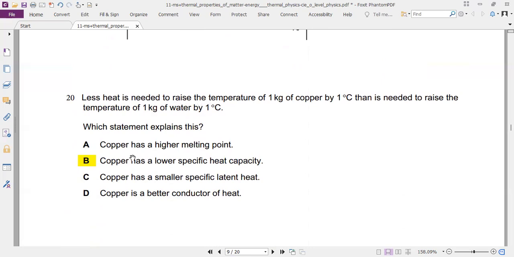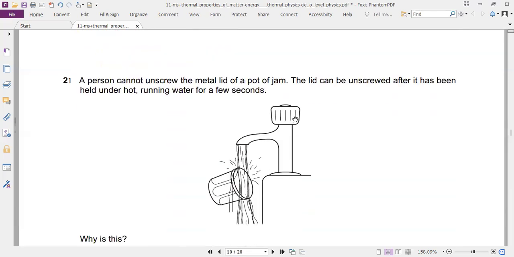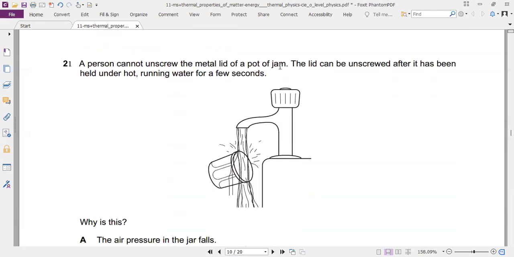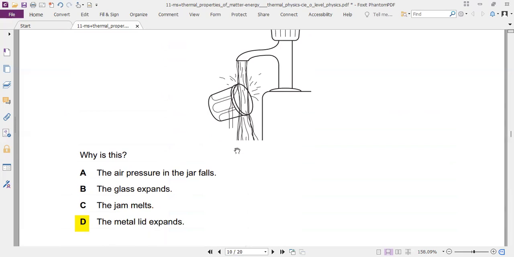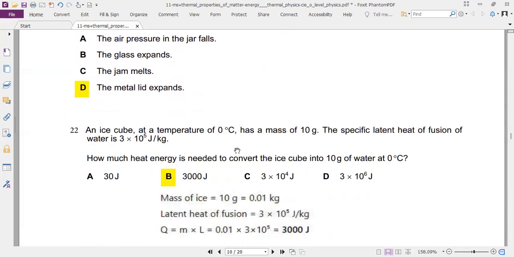It is because copper has lower specific heat capacity. That's why it needs less heat. It is because the metal lid expands and it gets open. You can try this.